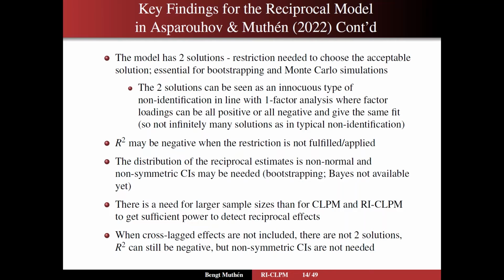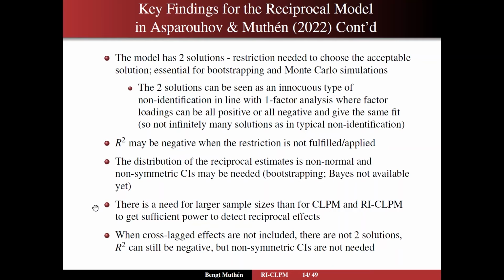Another point here is that the distribution of the reciprocal estimates is non-normal, and non-symmetric confidence intervals may therefore be needed, using either bootstrapping or Bayes, although Bayes is not available for this reciprocal model yet in Mplus. Now, the non-normality may not be that pronounced in many situations, and you may choose to ignore it, but it's probably a safe thing to do to get a conservative confidence interval.